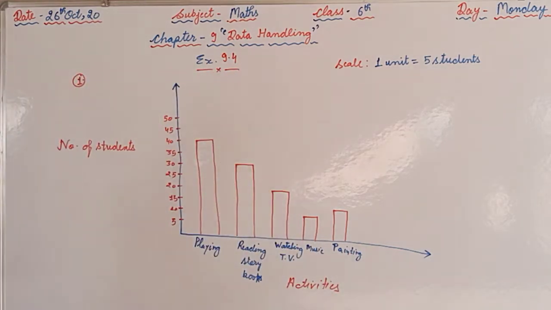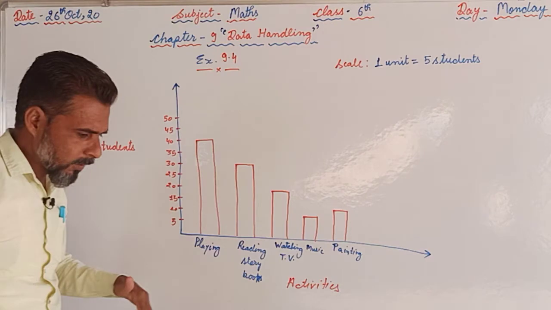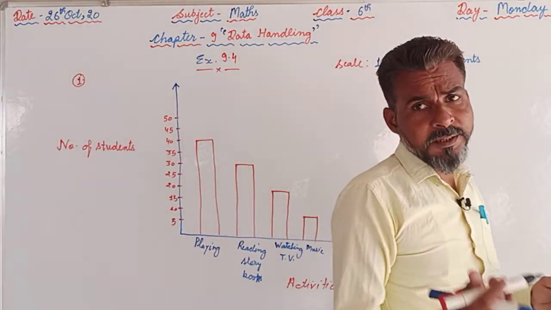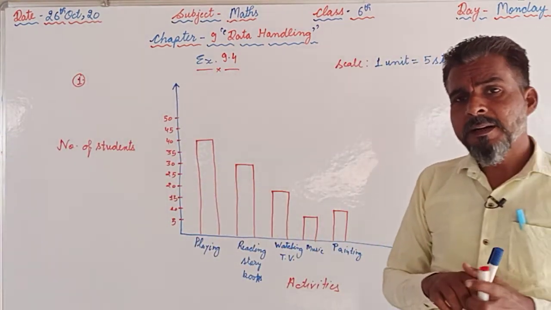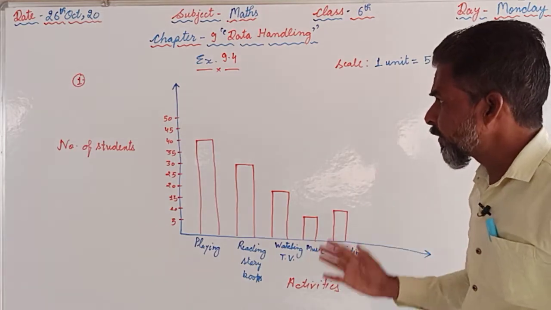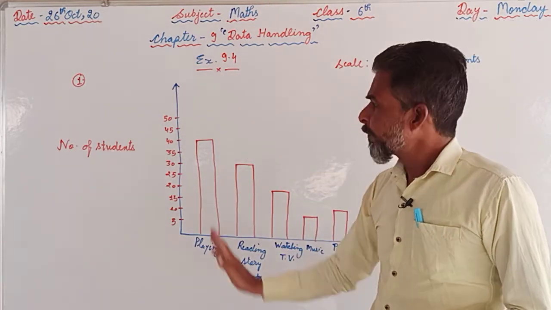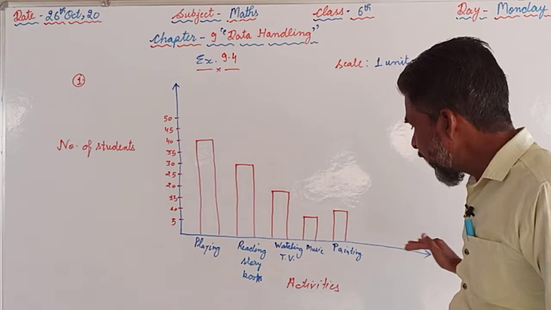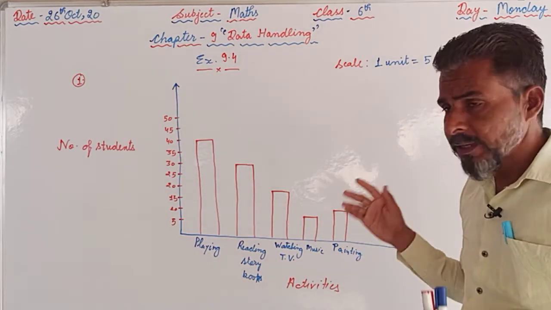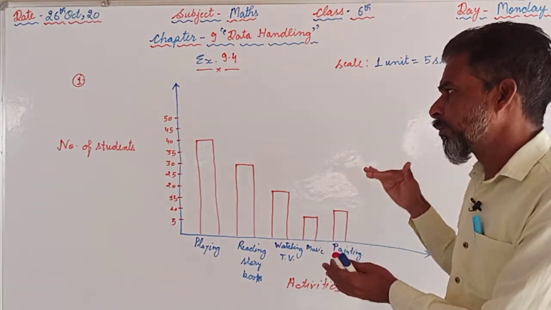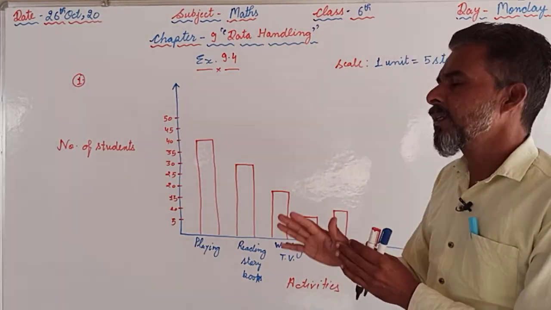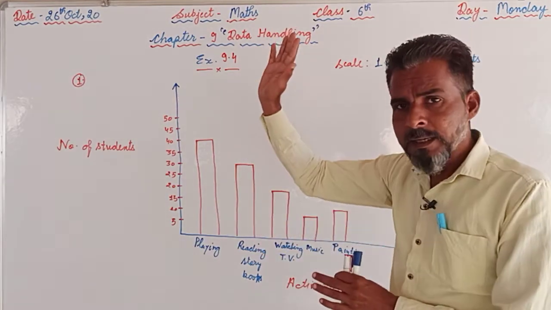Painting. So like this we can prepare the bar graph using the given information. To draw the bar graph, three things are important. First of all, we are supposed to draw the vertical axis as well as the horizontal axis. Afterwards, we are supposed to select which thing we are supposed to take on the horizontal axis and which thing we are supposed to represent on the vertical axis.